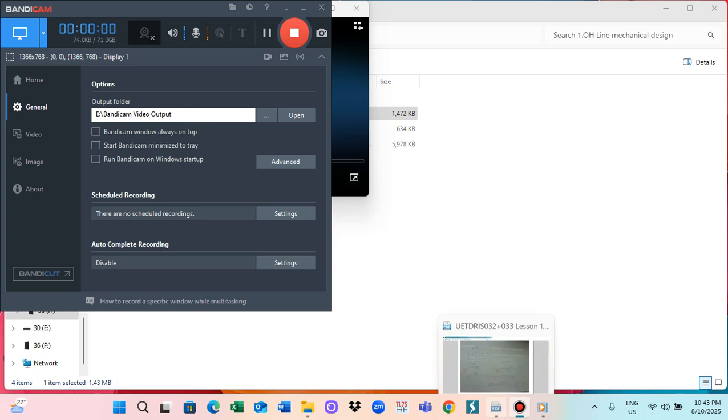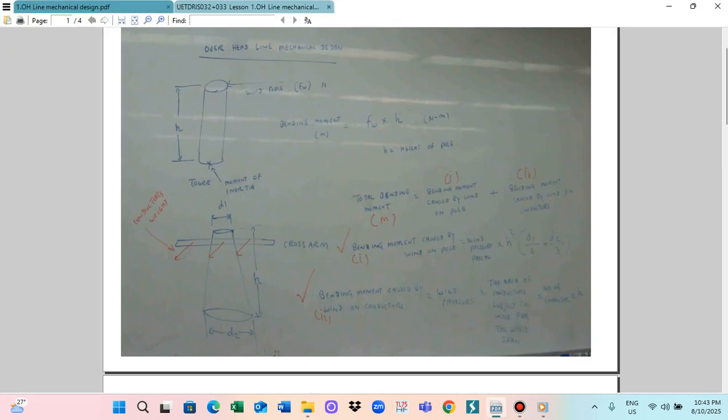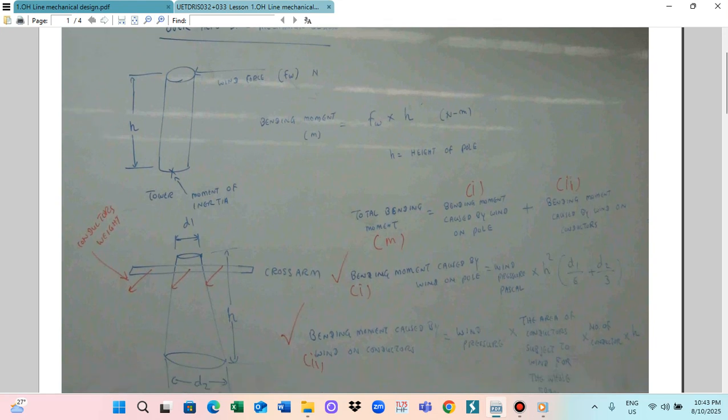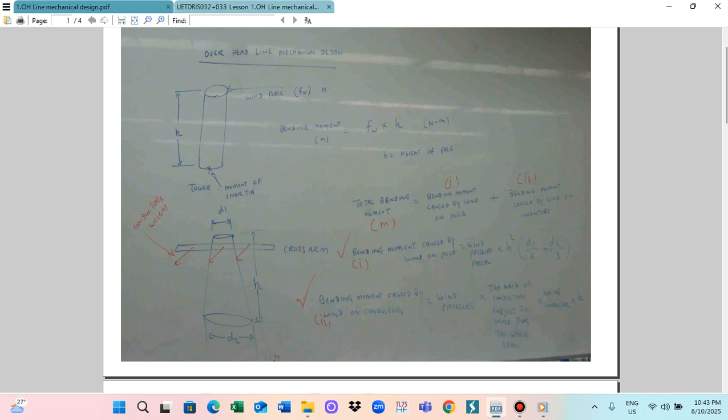Today's lesson is overhead line mechanical design. In the last lessons, we already learned how to select the conductor size, how to select the insulator, the transmission line sag, and the line span, and we calculated the force on the transmission line conductor last week. Today's lesson is we will consider the transmission line pole design.